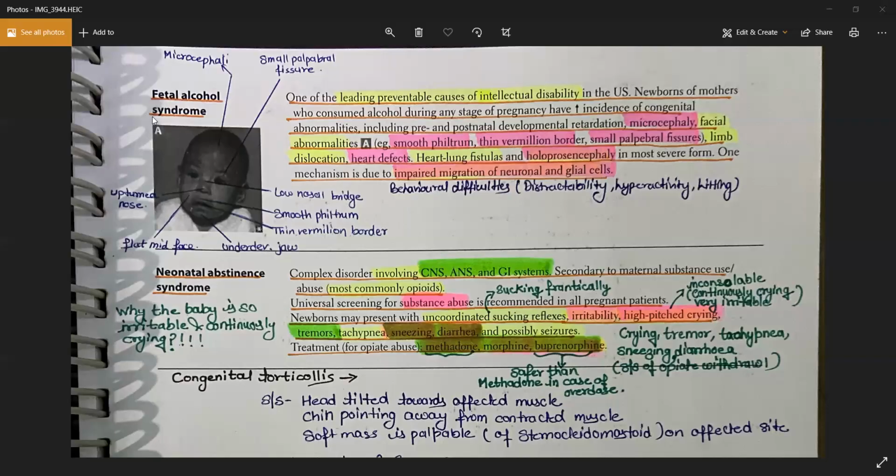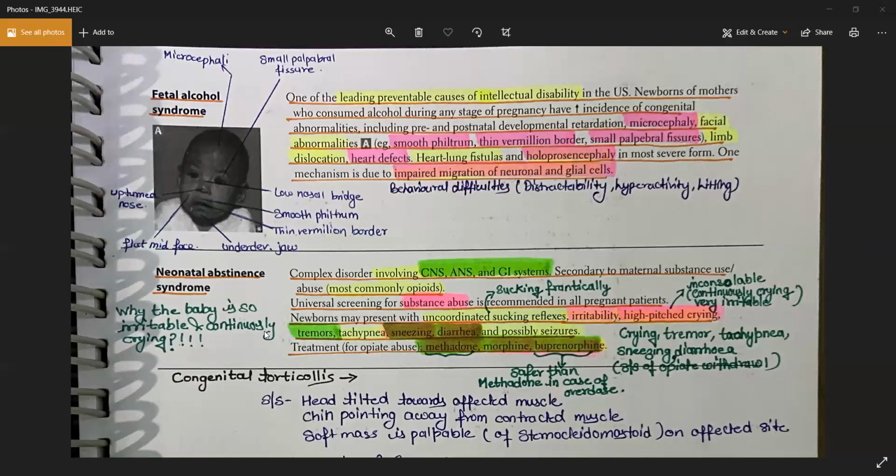Other than that, we have discussed all the effects of alcohol. You can have holoprosencephaly, which is a severe form. You can have heart and lung defects, fistulas can happen, limb deformities can also happen, dislocations can also happen. But the most important ones are the facial abnormalities that you will see. Any doubt, please ask.